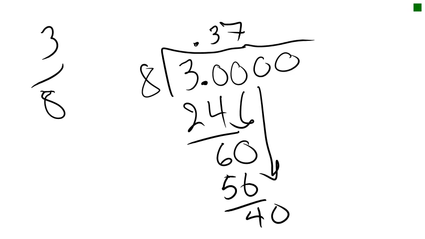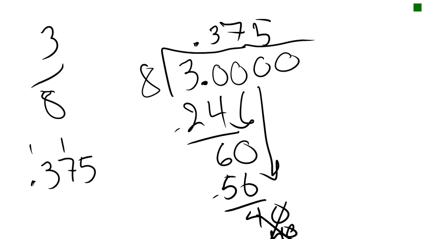Okay, so what do we have here? We have a 0, so 40. Subtraction is in there, just to be thorough. So 8 into 40 is going to be 5, and that will leave us with 0, and we're done. So our decimal is 375 thousandths. Remember, we have our tenths, hundredths, thousandths place, and that's how you do that.